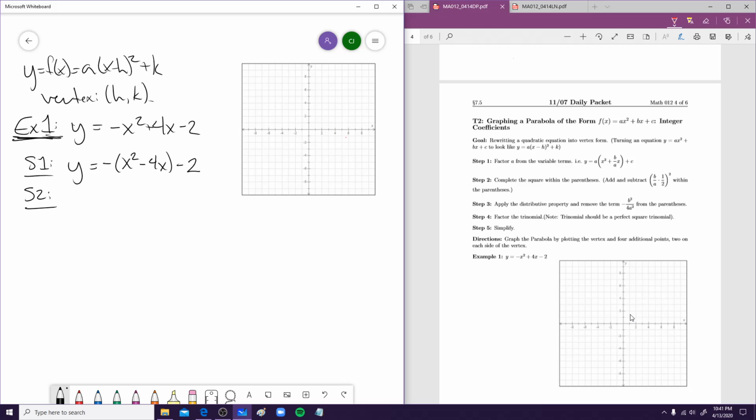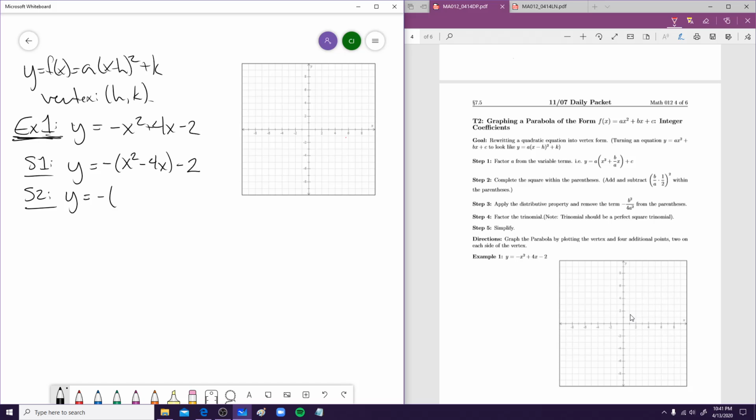What is step 2? Step 2, I want to complete the square within the parentheses. So what does that mean? I'm going to add and subtract b over a, divided by 2, quantity squared. Dividing by 2 is also the same as multiplying by 1/2. And I'm only going to do that within the parentheses. So why do I want to complete the square? My goal is to make this look like a times the quantity x minus h quantity squared. So we know that this has to be squared somehow. How do we do that? We're going to complete the square. So step 2, that's what we're going to do.